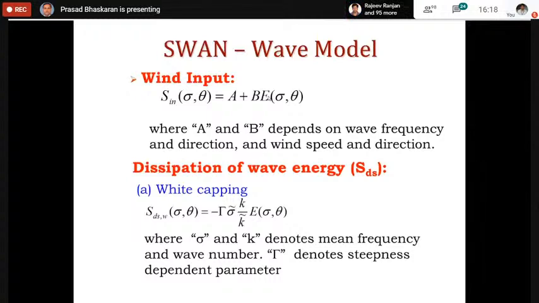I'm not going into details of that, because of lack of time. But this is how the formulation basically looks like in the SWAN model. Now, the distribution of wave energy can be expressed as a functional dependence of a steepness dependent parameter. This parameter is used by a formulation given by Komen. It basically closes your energy balance under a given set of conditions.